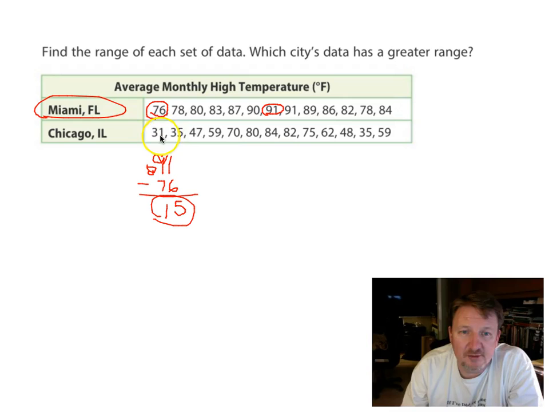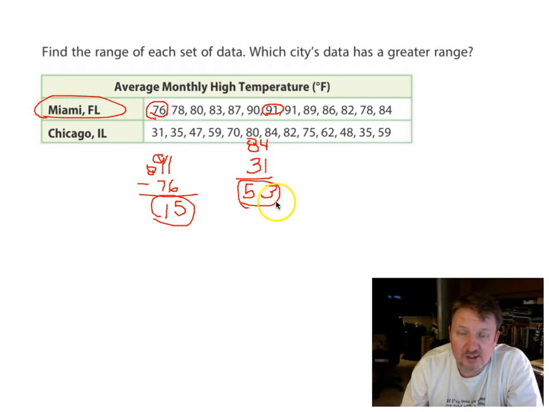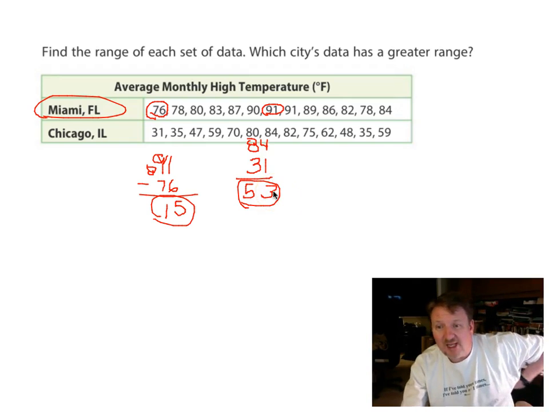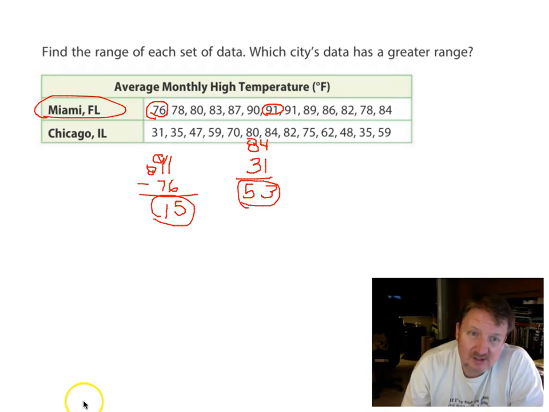Let's look at Chicago. 31 is my lowest. I'm going to subtract that from the highest, which is 84 degrees. 84 is my highest. Then I subtract, I get a 3, and 3 from 8 is 5. So the range of temperatures in Chicago is 53 degrees. That means Chicago has a greater range of temperatures than Miami does. Miami only changes 15 degrees, where Chicago changes 53 degrees. So that's it. That's how you use range.